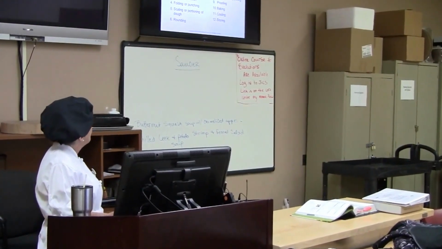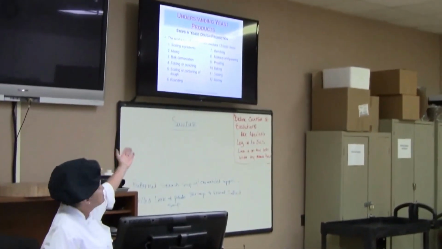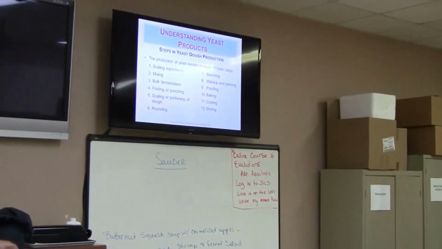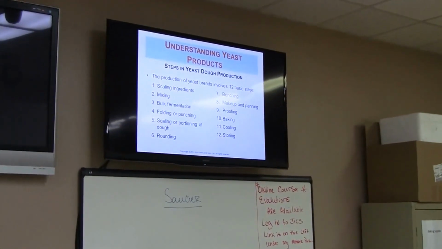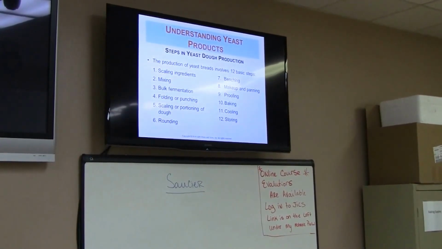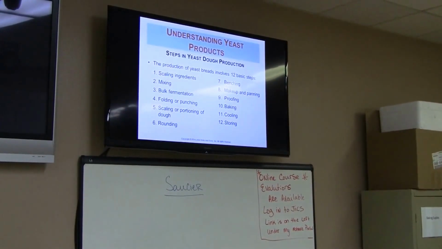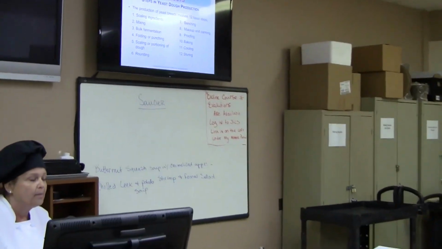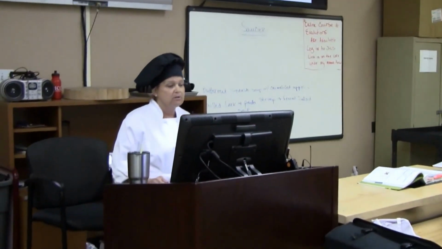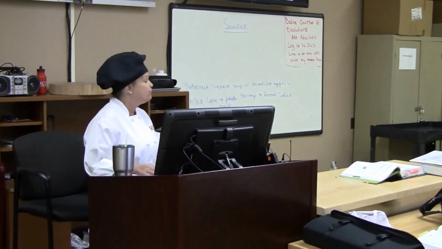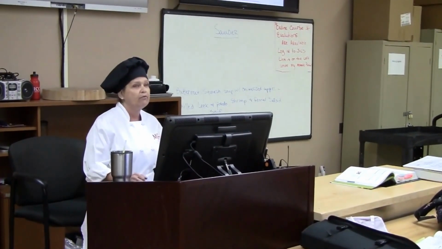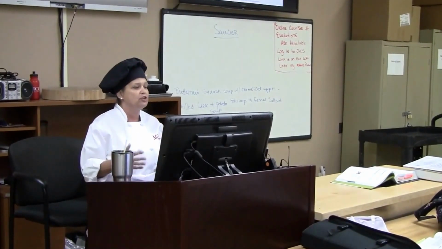So your 12 steps of yeast dough production are the scaling of the ingredients. That's where obviously your mise en place comes in. Mixing everything together. Bulk fermentation, depending on what you're baking, bulk fermentation could go anywhere from an hour to 2 hours, especially if it's an artisan's bread, so sometimes the bulk takes a little while. Your folding or your punching. I don't like to use the word punching, I call it folding because you don't technically punch your bread.